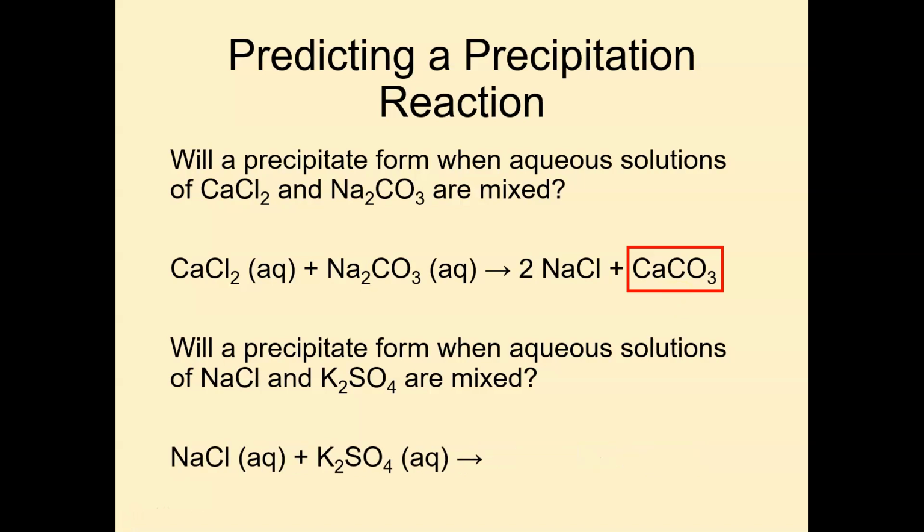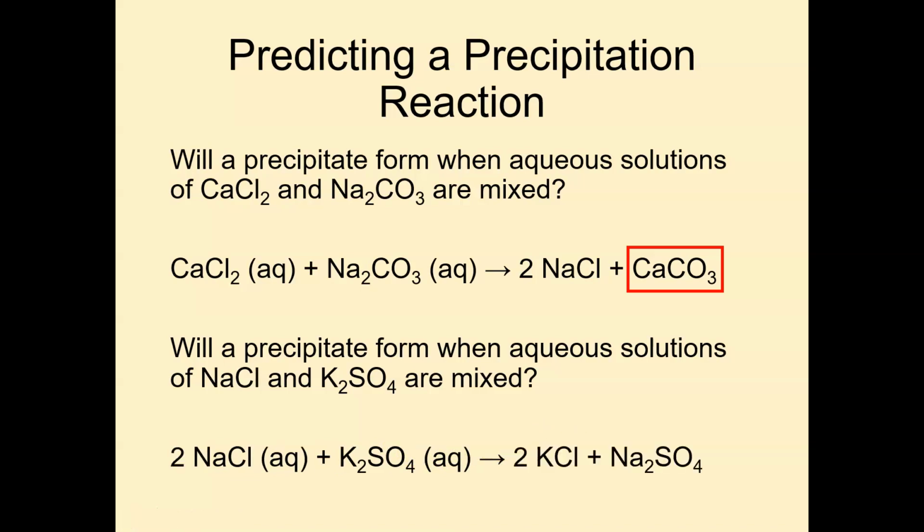Let me just go back and show you what I did here. If I combine sodium chloride with potassium sulfate, my possible products would be sodium sulfate and potassium chloride. I've gone ahead and predicted those products and balanced the equation all in one fell swoop. So let's take a look at our products. Potassium chloride contains a potassium cation, so it is water soluble. Sodium sulfate contains a sodium cation, so it is water soluble. So in this case, there would be no precipitate.